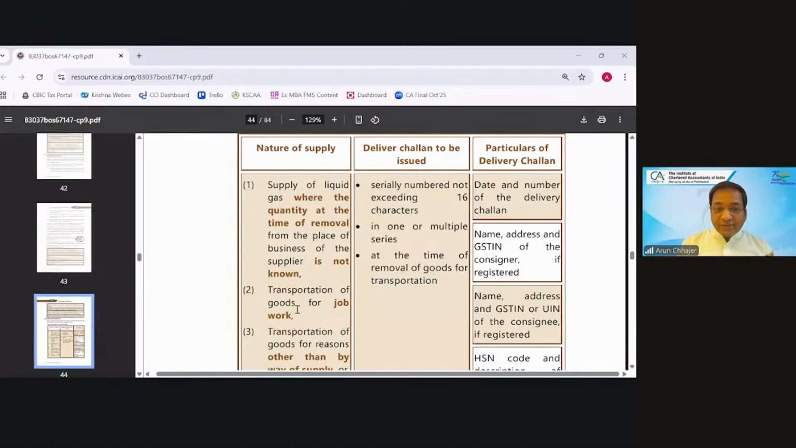Okay. Transportation of goods for a job worker, I will prepare the delivery challan. If I'm sending the goods to the job worker, is it a supply? The answer is no, it is not a supply.